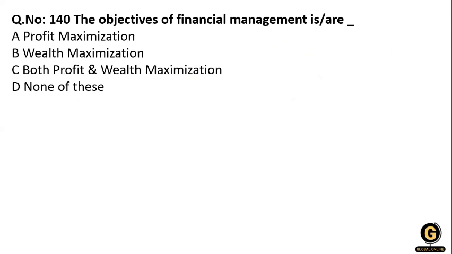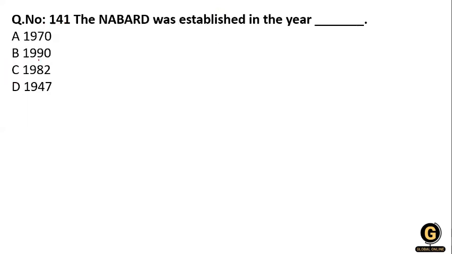Now the next, 140, the objective of financial management is what? Profit maximization, wealth maximization, both profit and wealth, or none of the above. You know that financial management needs finance, so profit comes in, and they also want to increase their wealth. That's why both profit and wealth maximization is correct. So C is correct here.